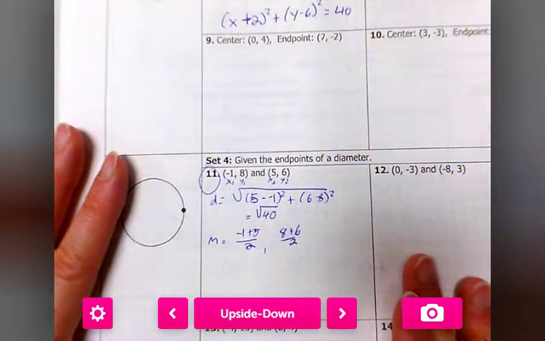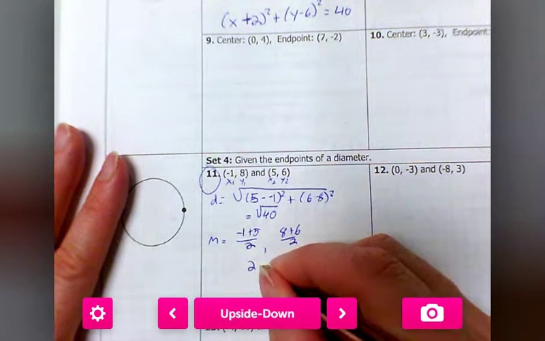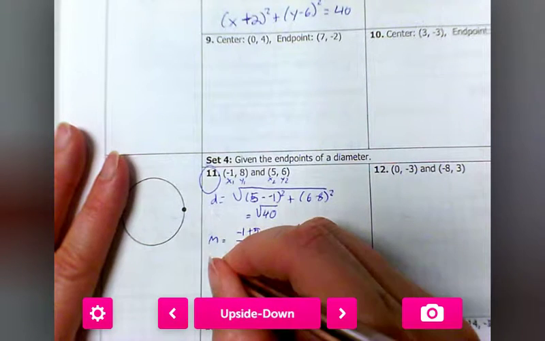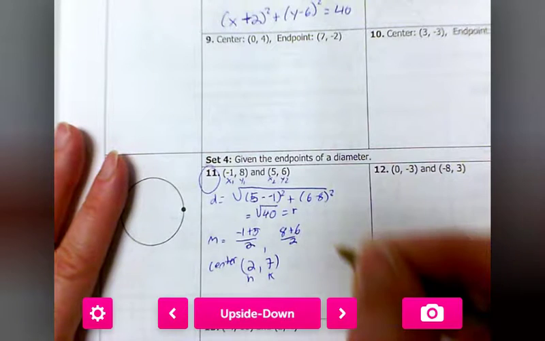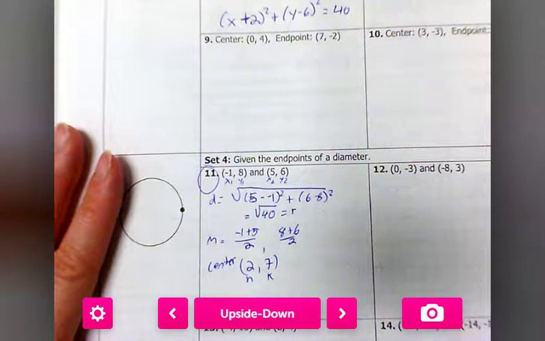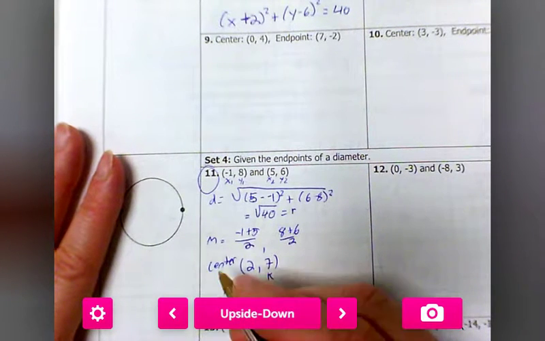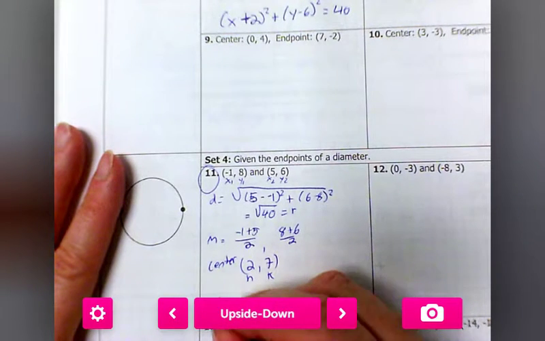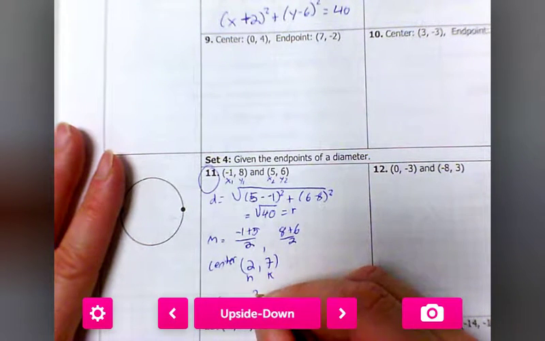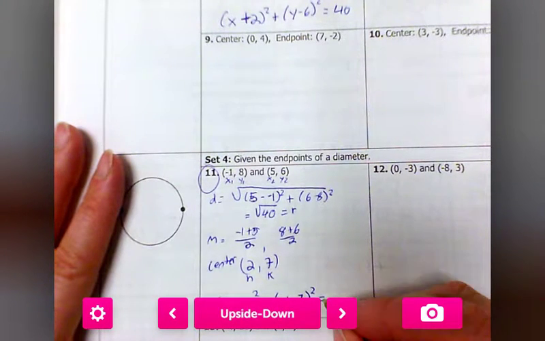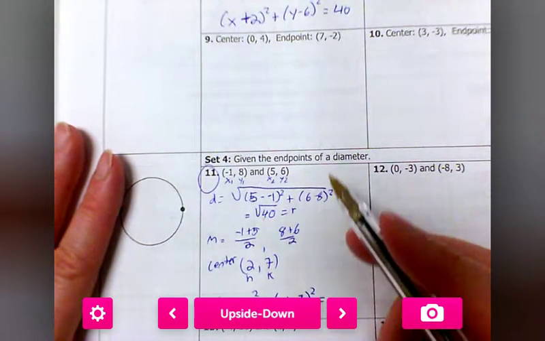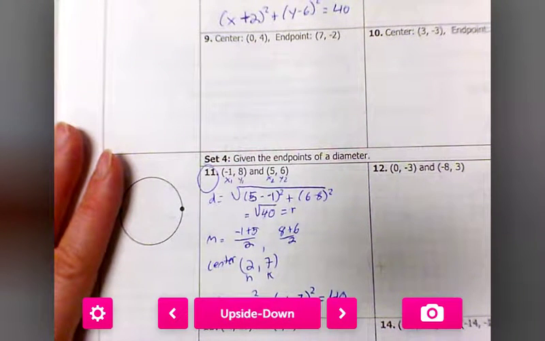Okay, so that gives me 2, 7. Right there, that's my center. So that's my H and that's my K. This is my R. All right? So, therefore, I'm going to get x minus 2 squared plus y minus 7 squared equals the square root of 40 squared, which gives me 40.